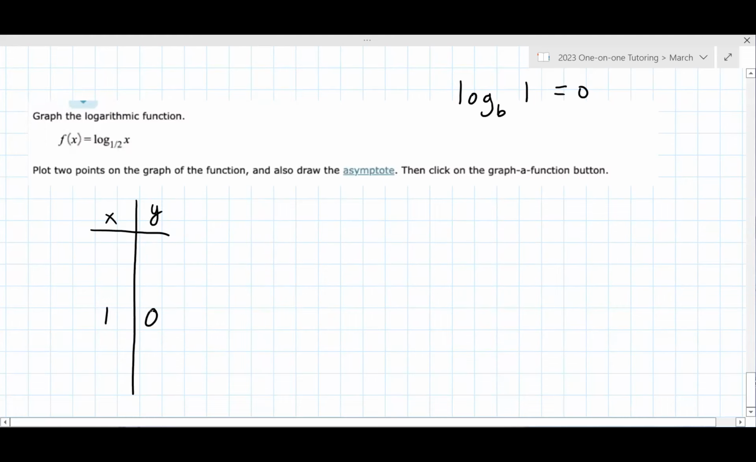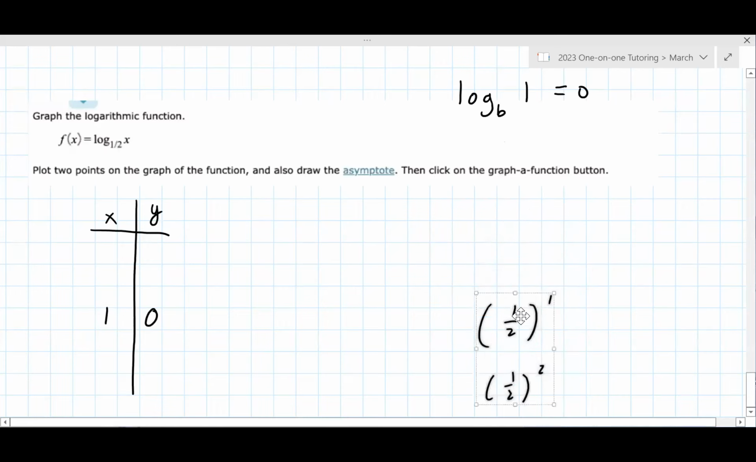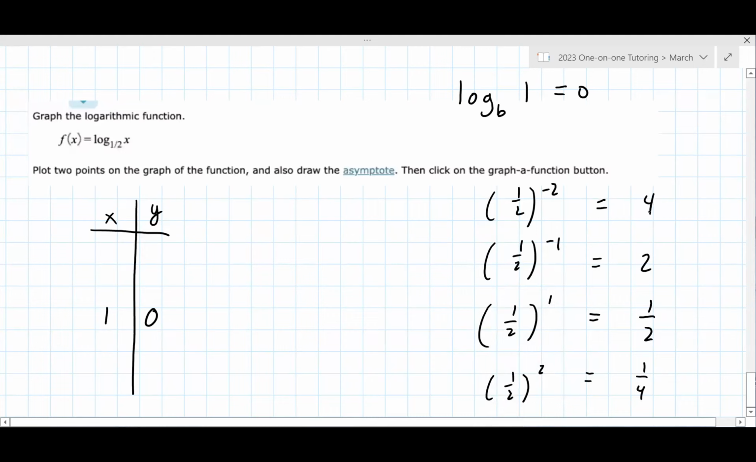The next numbers you choose are based on the base. It's based on 1/2 to the power of 1, or 1/2 to the power of 2, or going the other direction, which will apply here, 1/2 to the -1, 1/2 to the -2. Right. Okay. And I don't know how comfortable you are with these, but you do have to be able to calculate these numbers. This is 2. And this last one is 4.